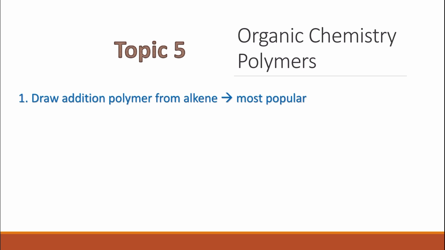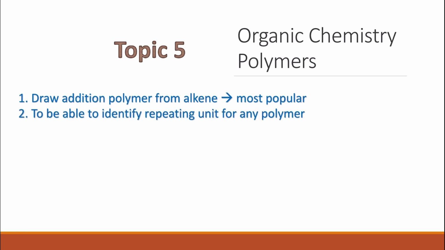Addition polymers come from the addition of alkenes. So you need to know how to draw the addition polymer from alkene, and you should be able to identify the repeating unit for any polymer.